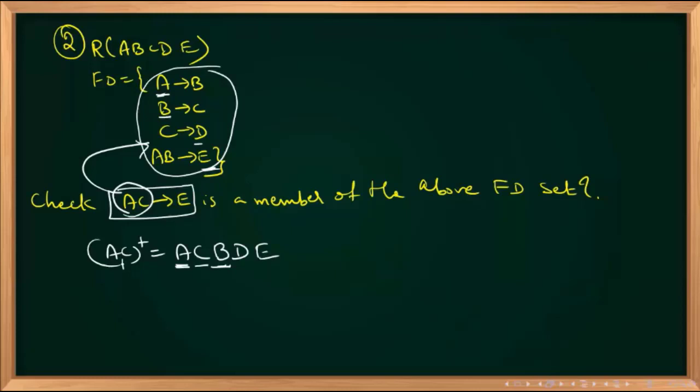And one of the members is actually A to apply the decomposition rule. So AC to E is a member. Okay, so this is also correct. This is the way we prove whether it is a member or not. Fine, so I think this portion is clear to you. If you want to hear it once again, you can see the recorded version.